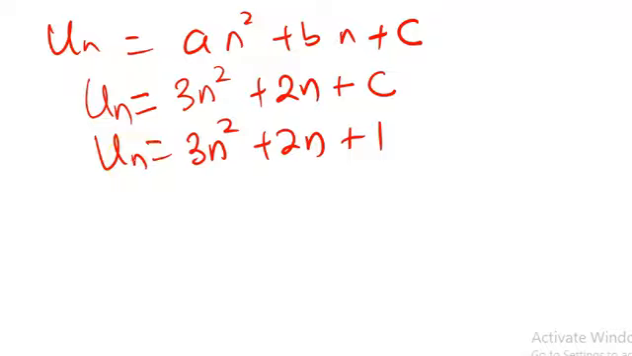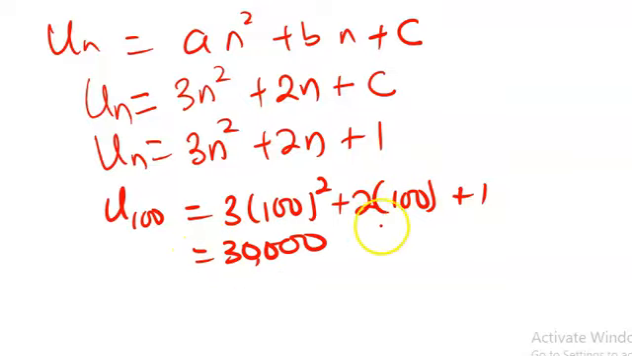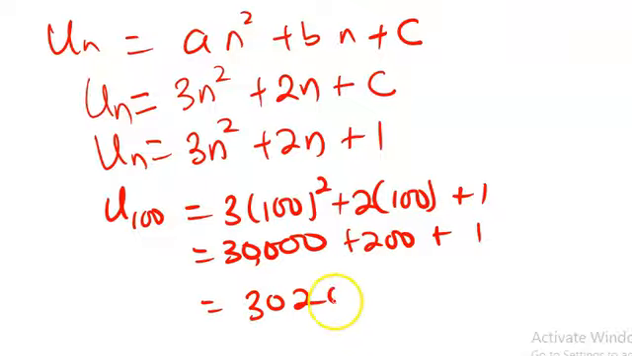And the question said we should find the 100th term. So u100 is 3 times 100 squared plus 2 times 100 plus 1. So 100 squared is 10,000. So 10,000 times 3 is 30,000. And then plus 200 plus 1. So when we put them together, we are getting 30,201.